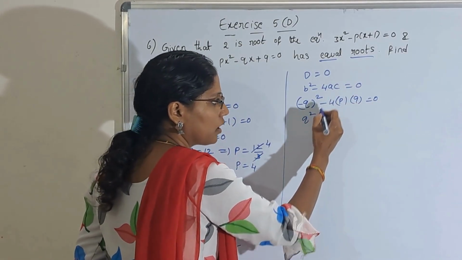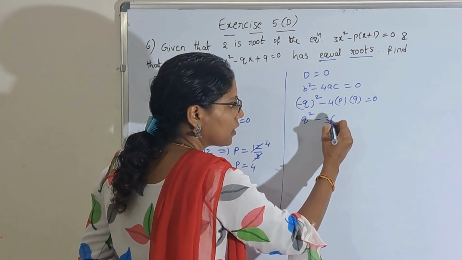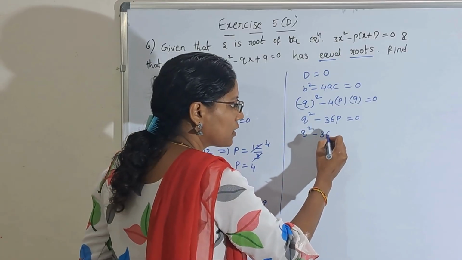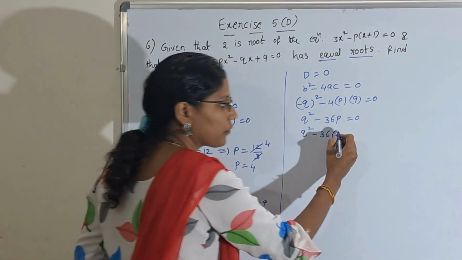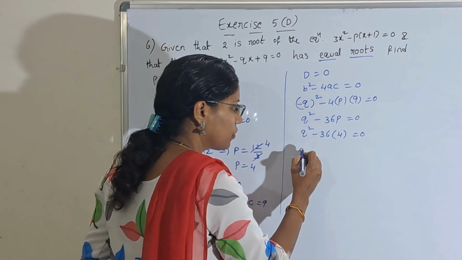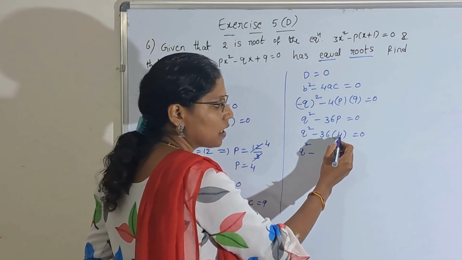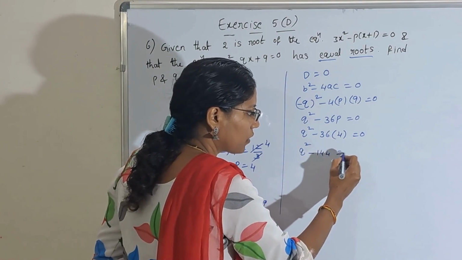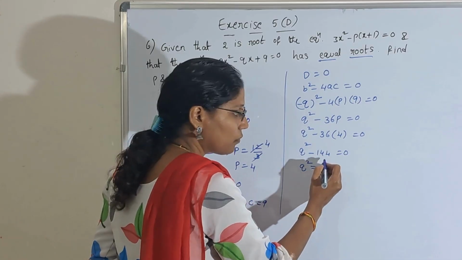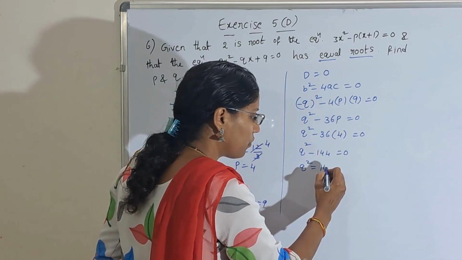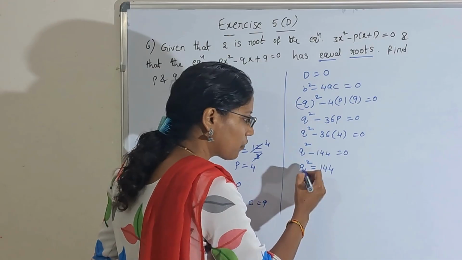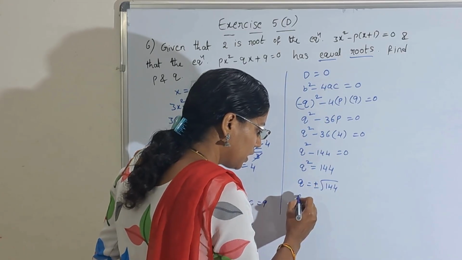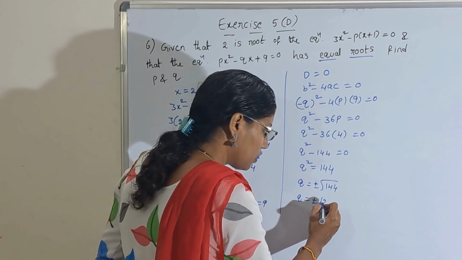Here q square, here 4 into 9 is 36, p equal to 0. Here q square - 36 of p value, how much? 4. q square - 36 into 4, that is 144, equal to 0. q square is equal to 144, shifted to the right side. q is equal to square shifting to the right side, plus or minus root 144. q is equal to plus or minus 12 it will come.